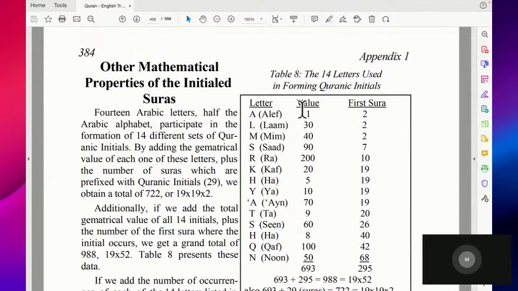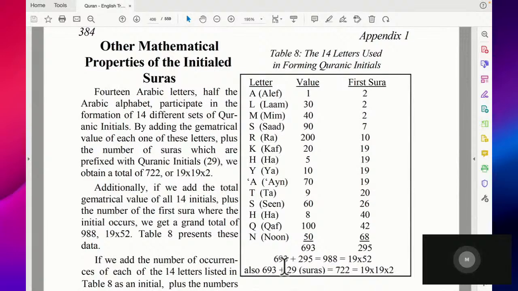If you put the abjad values in front of these letters: Aleph equals 1, Lam equals 30, Mim 40, Sad 90, Ra or R 200, and so on and so forth. Now, the total of these values is 693. Then if you add the 29 surahs, which are initialed by these 14 letters, you get to 722, which is 19 times 19 times 2. So this is another number 19 showing up again, right?